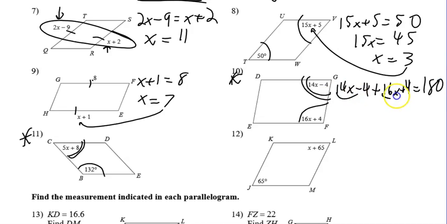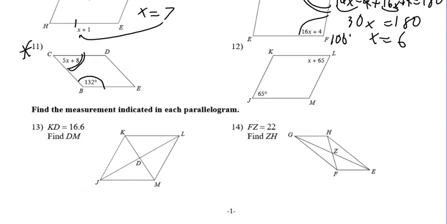So, combine like terms, that's 30x. Minus 4 plus 4 cancels, 180. Divide by 30, x is 6. And again, I can plug 6 in here and solve. 6 times 14 is 84, minus 4 is 80. So we know this is 80 degrees. 6 times 16 is 96, plus 4 is 100. 100 plus 80 is 180. They're supplementary. Take time to check your work.